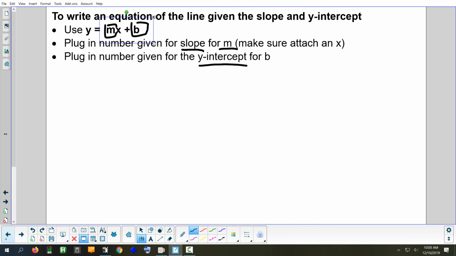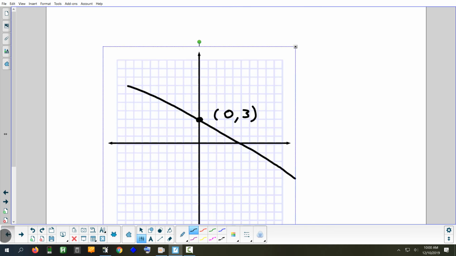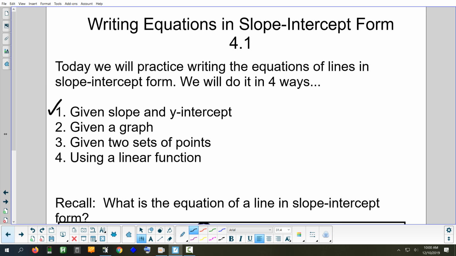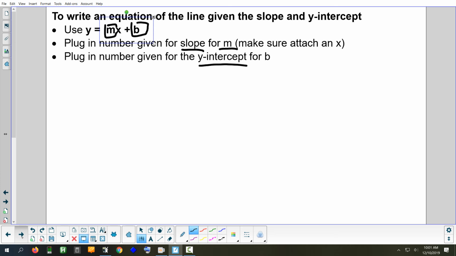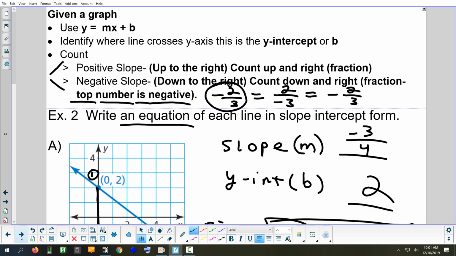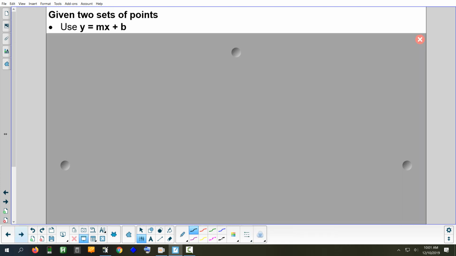Okay, so that's the second type. We did the type where they give you the slope and the intercept. That's the easiest. We did the type where they give you a graph. You got to count your rise and run and find your y-intercept. Number 3. This is where now you're not going to have a picture anymore. All you're going to have is 2 points.